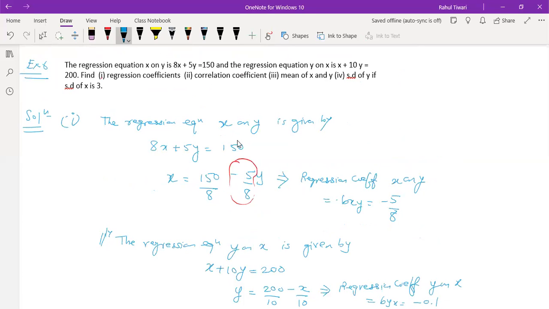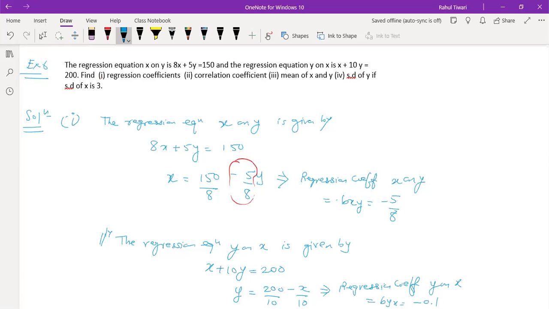May I be audible to all? Can you hear me? Go to the chat box. Okay, yes sir. If you just look at the problem, they are mentioning regression coefficients, which means that we need to obtain both.